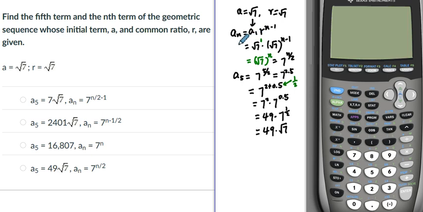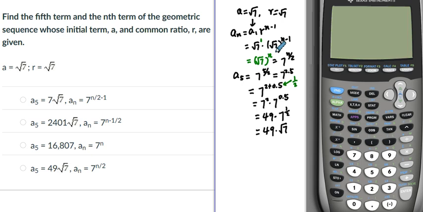By the formula, the nth term is equal to the first term times the ratio to an exponent. The exponent is 1 less than the sub-index n. So if here is n, the exponent is always 1 less than this sub-index. We have an initial term of radical 7, or you may say radical 7 to the first power, and the ratio is radical 7 as well, to the n minus 1.